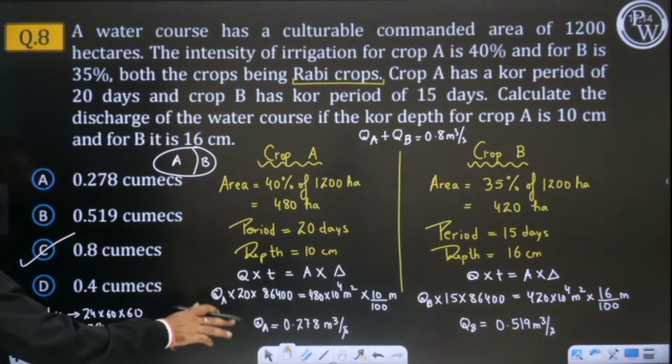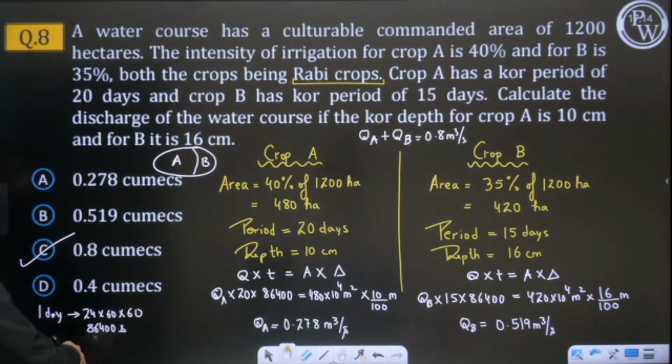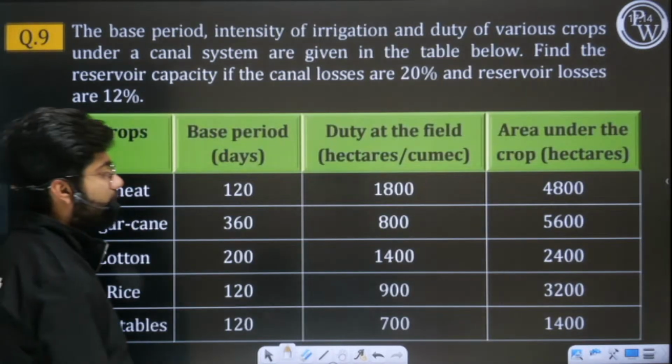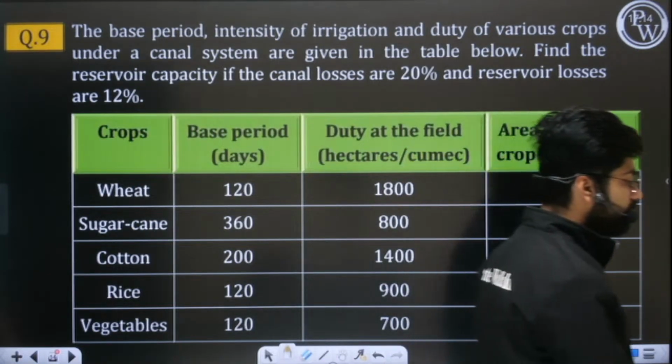In different seasons, if they were here, then 0.519 would have been the answer. So C is the correct answer. C is the correct answer. I hope this is clear to you.